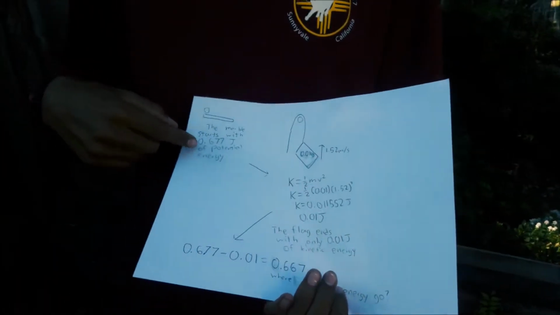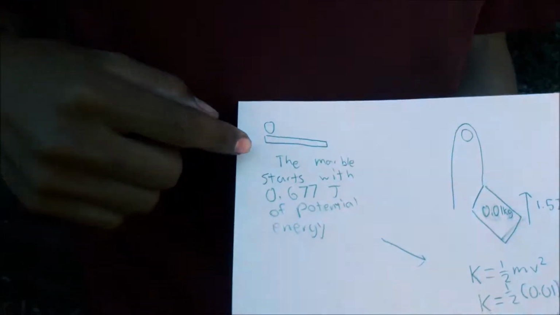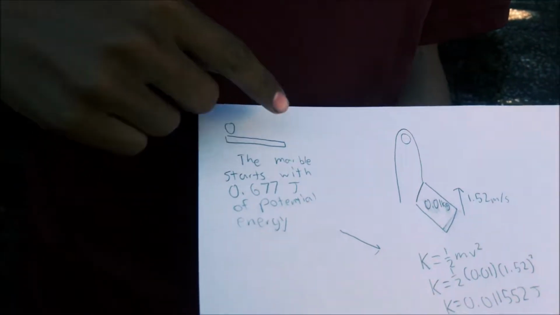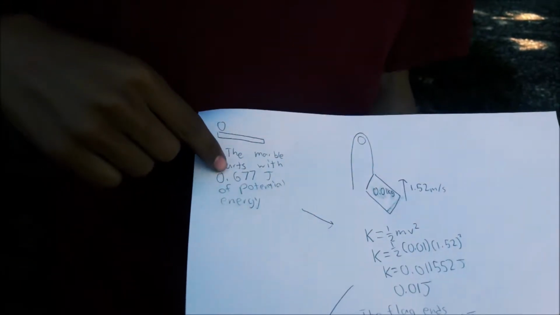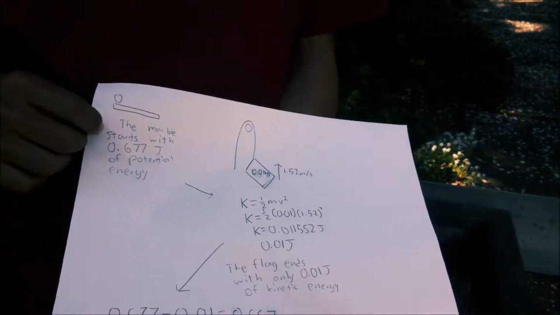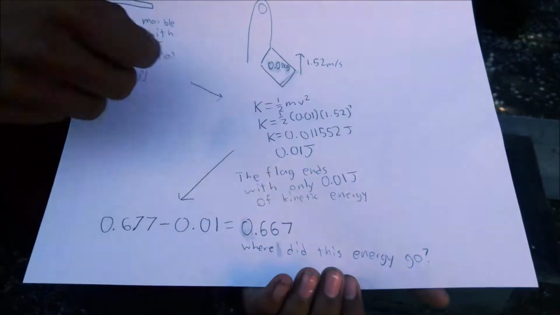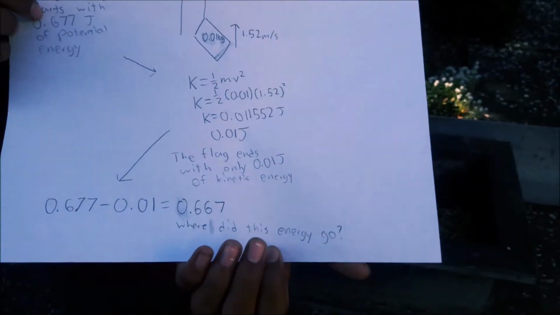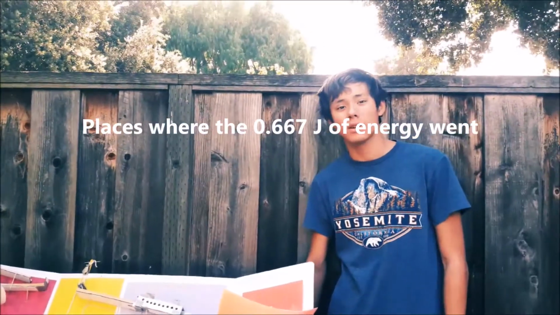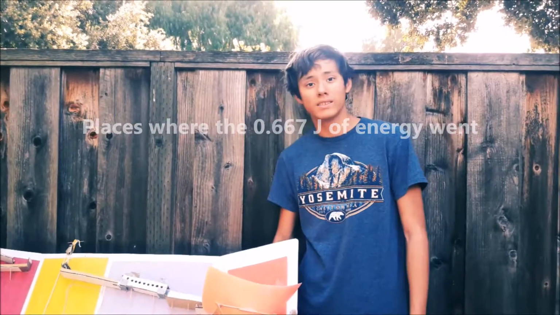As we stated earlier, the marble starts with 0.677 joules of potential energy, and the flag only ends with 0.01. So where did the 0.667 joules of energy go? We lost a lot of energy in our contraption, 0.667 joules to be exact. And that energy had to go somewhere, as it can't just be lost to the empty void, as the conservation of energy says.